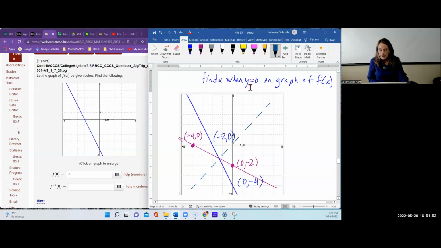So we need to find x when y is 0 on the graph of f of x. So remember, the graph of f of x was the first one we graphed, which was the original blue line. The inverse is the pink line. Notice that when we're on f of x, we want to find the x value when y is 0, and that gives us -2.